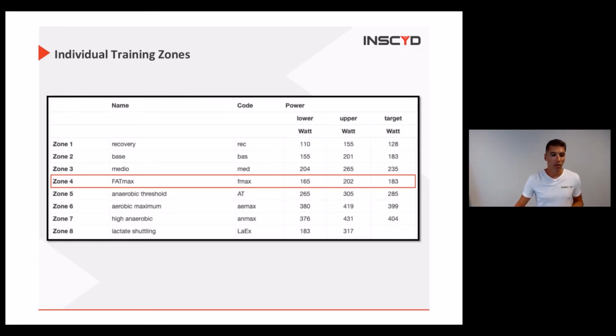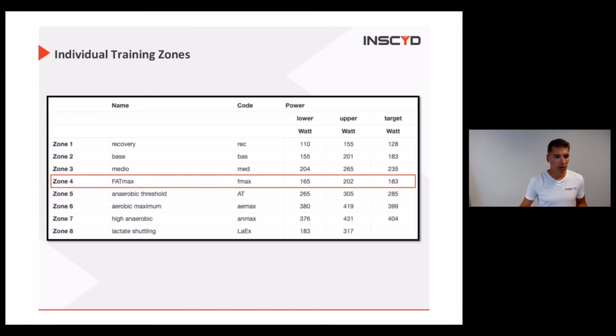Now I would like to talk about the example of fat max. So I picked a couple of examples for today's webinar, and one is fat max. Why fat max? Well, obviously because it's very popular. So how can we utilize or not utilize the fat max zone?